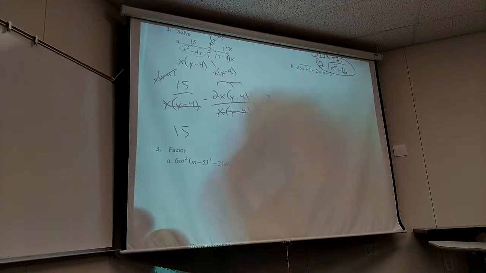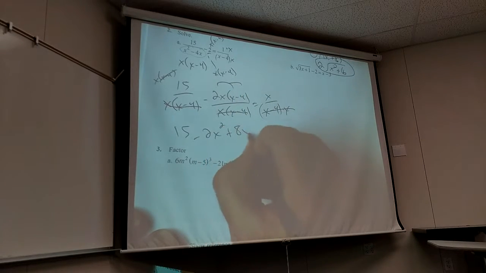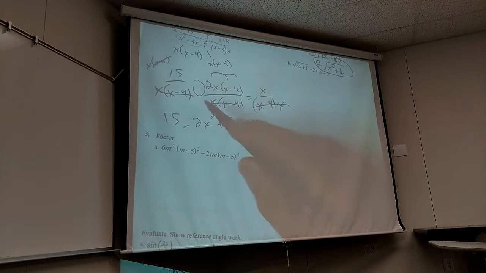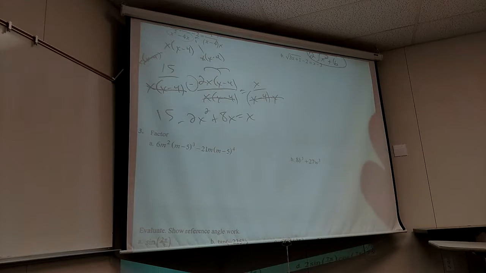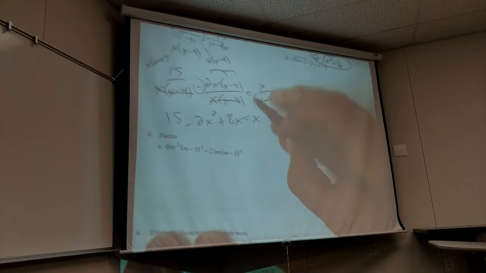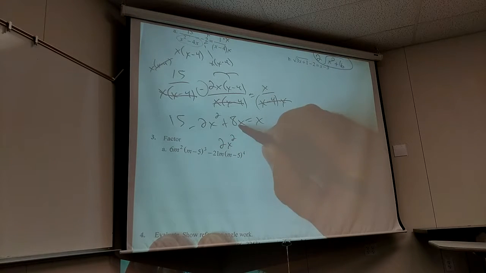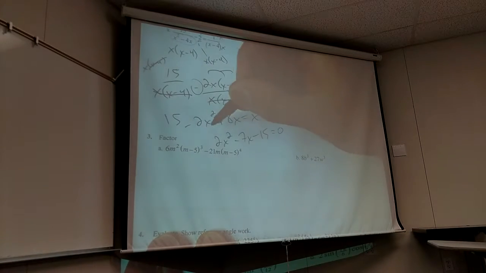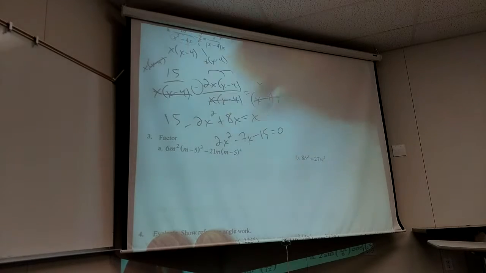Might as well distribute the negative 2x. Big mistake, there's a negative there and I did not change the sign on the second one. Oh no. Is everybody with me so far? Then I want my x squared term to be positive, so I'm going to add stuff to this side. So I'm going to get 2x squared minus 8x makes it minus 7x, and then minus 15. Is that cool? I just added a 2x squared, subtracted 8x, subtracted 15.